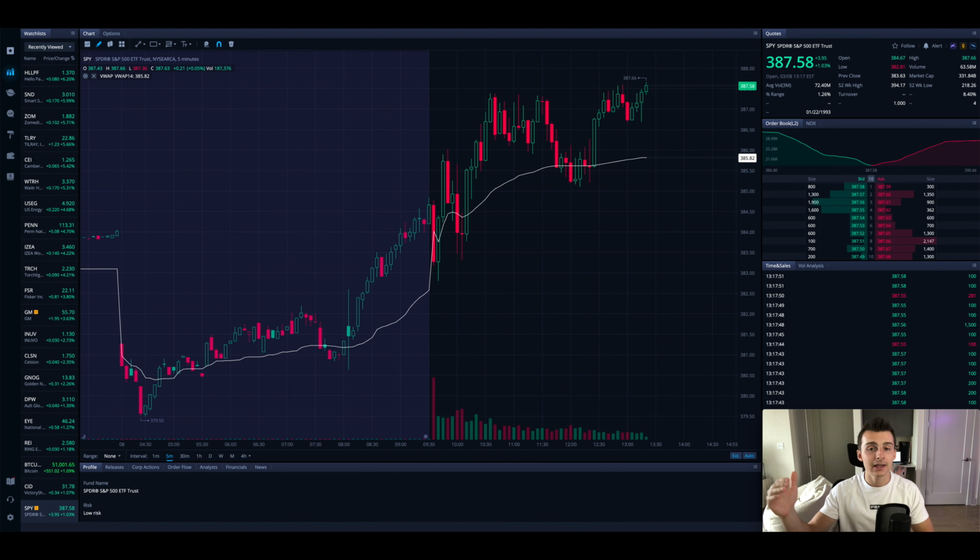Buying at support, selling into resistance, that's the name of the game. That's a strategy that I use for my swing trades.